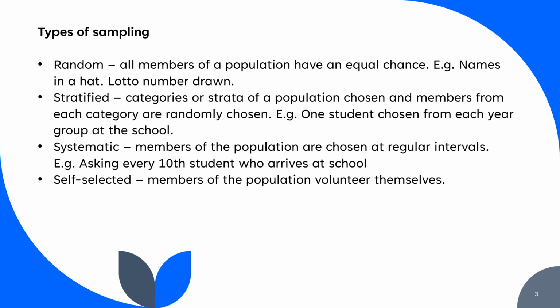You've got the four types of sampling. So you've got random, that's like names in a hat or lotto numbers. Stratified, that's categories or strata of the population chosen from the members of each category. So you might choose one student from each year at your school. Systematic, members of the population are chosen at regular intervals. So every 10th would be a good example. Production line is a good example of systematic. They don't sample every single item that comes off the production line. They do every 10th or 100th. And self-selected, that's where you get the chance to volunteer yourself.